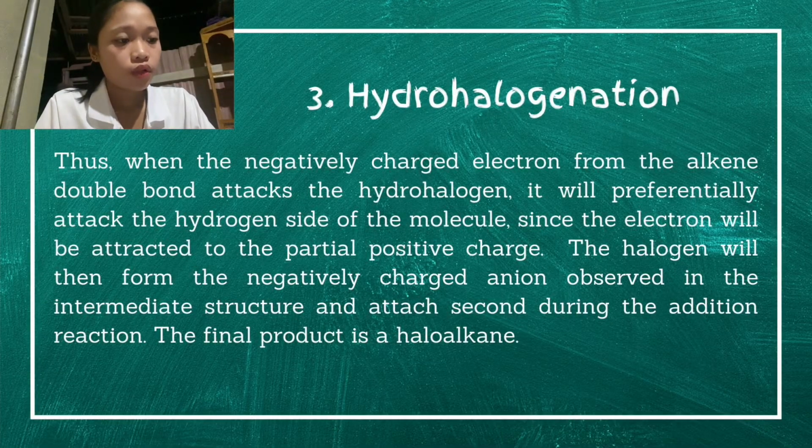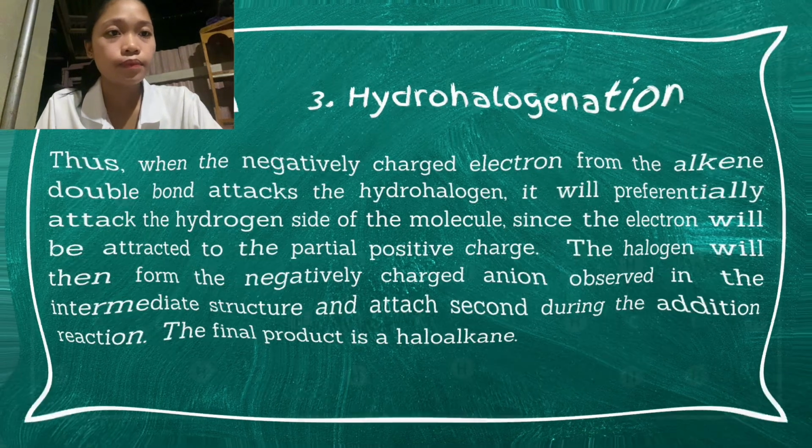When the negatively charged electron from the alkene double bond attacks the hydrohalogen, it will preferentially attack the hydrogen side of the molecule, since the electron will be attracted to the partial positive charge. The halogen will then form the negatively charged anion observed in the intermediate structure and attach second during the addition reaction. And then the final product is a haloalkene.